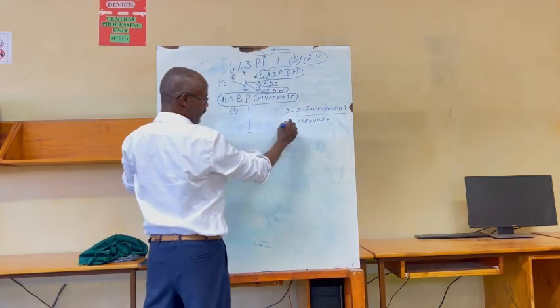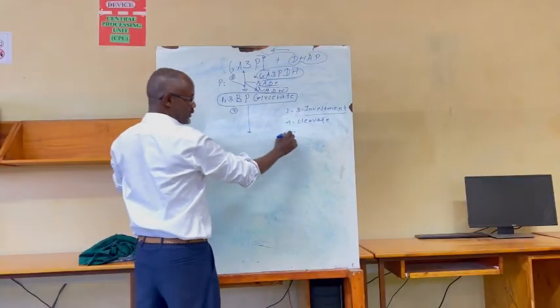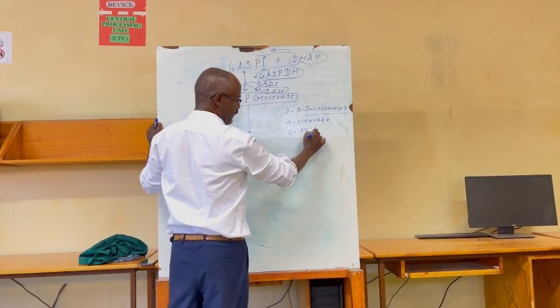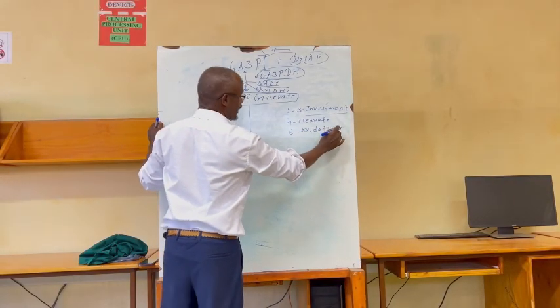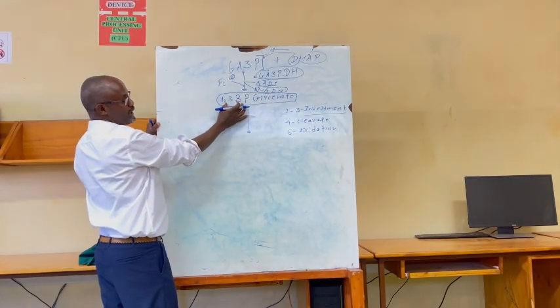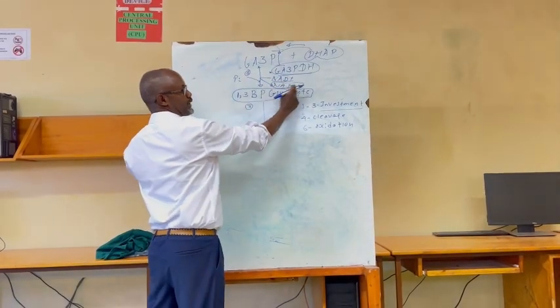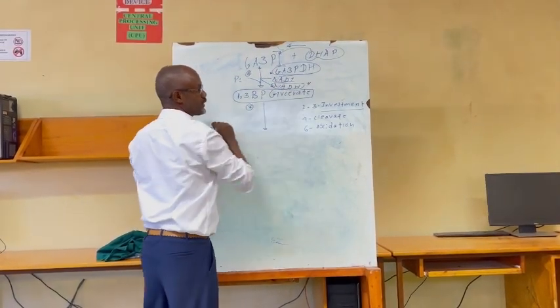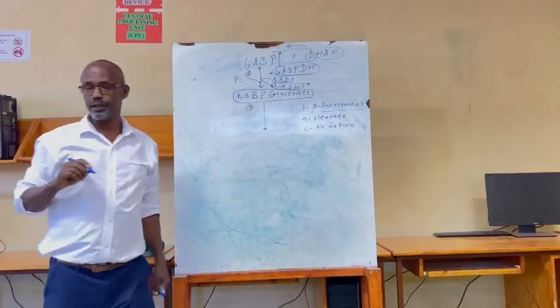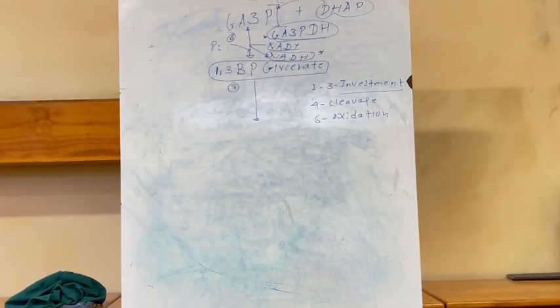Cleavage. And step 6, oxidation phase. Oxidation. What is oxidized? Glyceraldehyde 3 phosphate is oxidized into 1,3 bisphosphoglycerate, but NAD plus is reduced. Therefore, we have this energy. The energy-reduced coenzymes are energy as far as the process is aerobic.